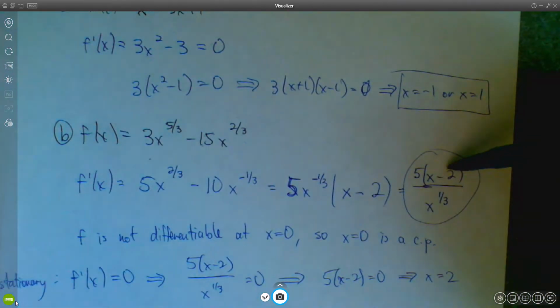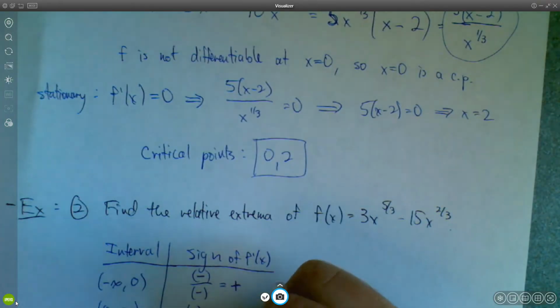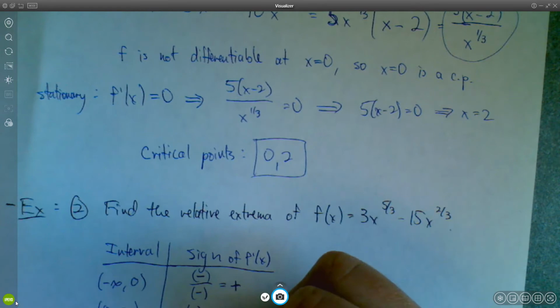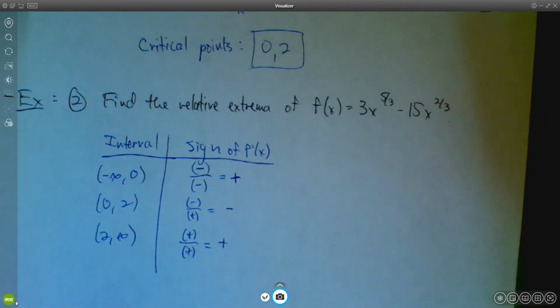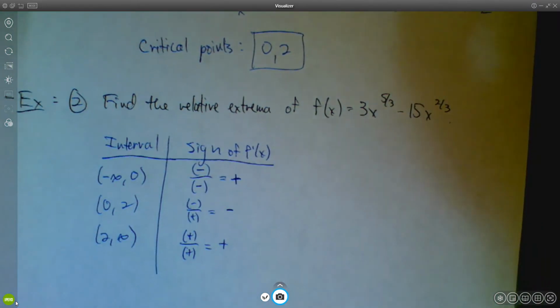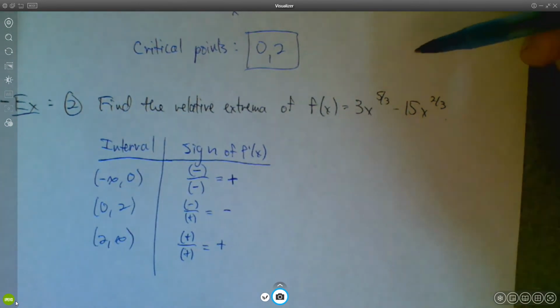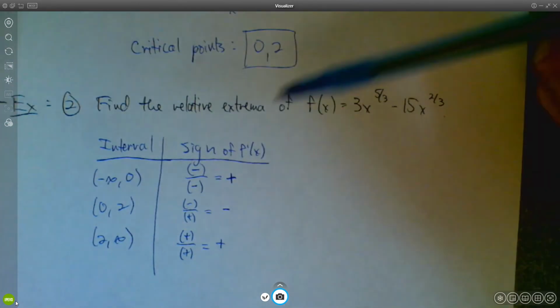And then plugging in something bigger than 2, like 3, you get a positive here, positive there. It's a positive divided by a positive, and that makes a positive. Okay, so both of those critical points, 0 and 2, are relative extrema, and I can be even more precise about what kind of extrema they are, right?